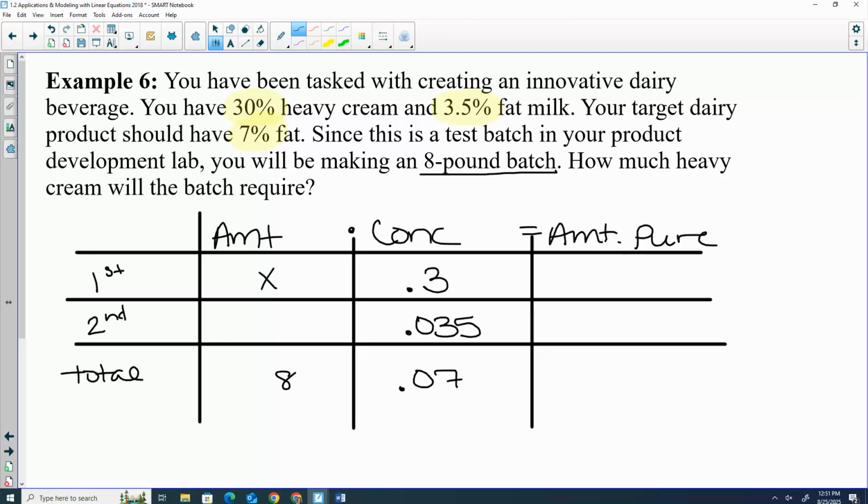So my suggestion when you get stuck is just to think about it. If I have 1 pound of the first one, and I need 8 altogether, how many more do I need? You need 7 more pounds. You got it by doing 8 minus 1. So it's just the total minus the amount we already have, 8 minus X.